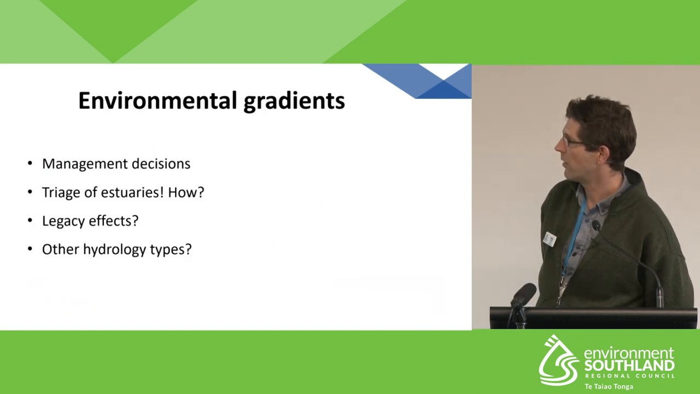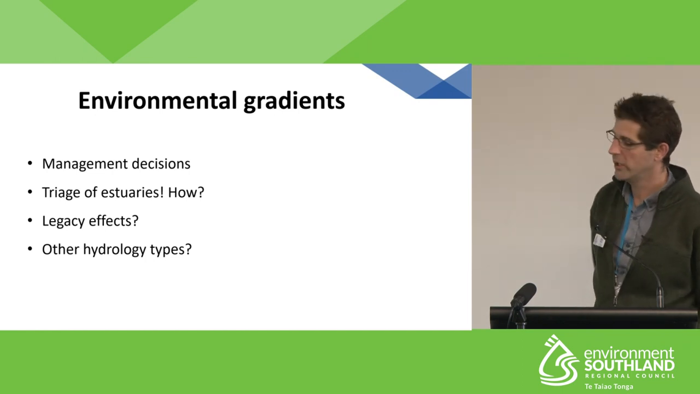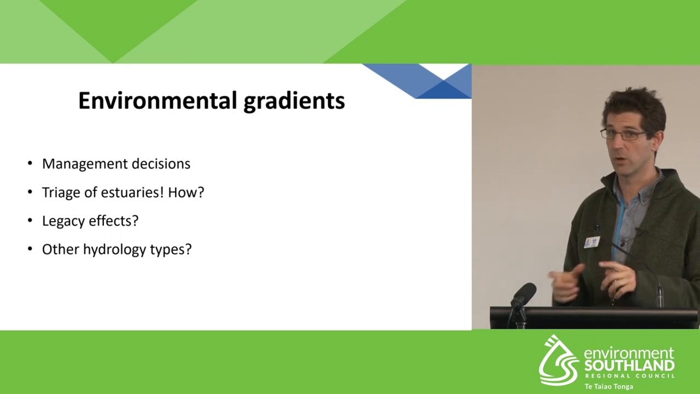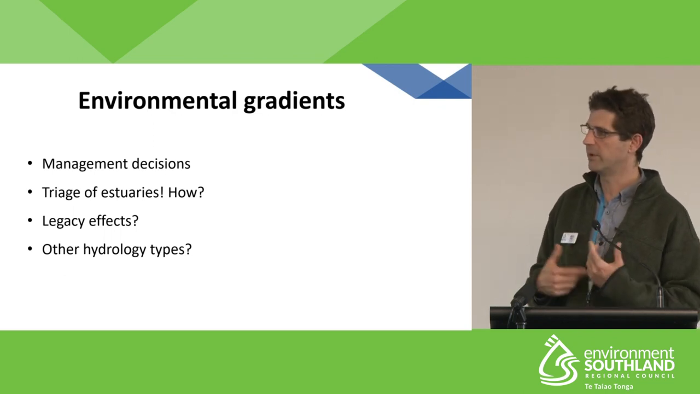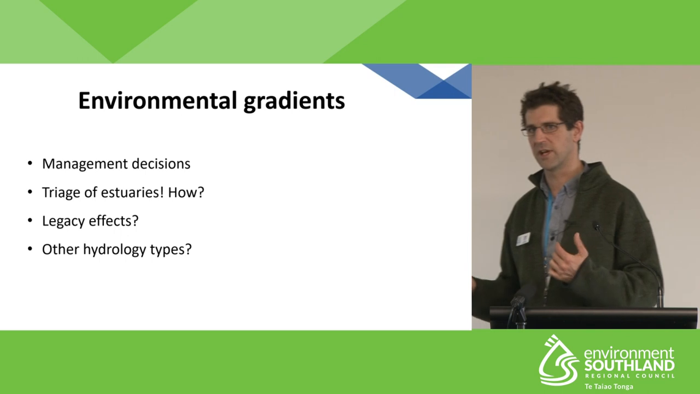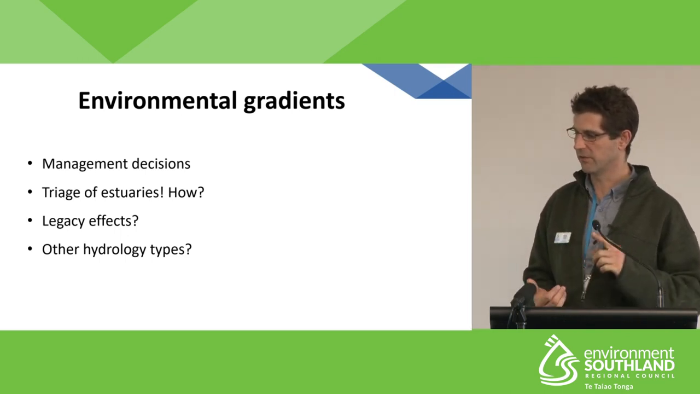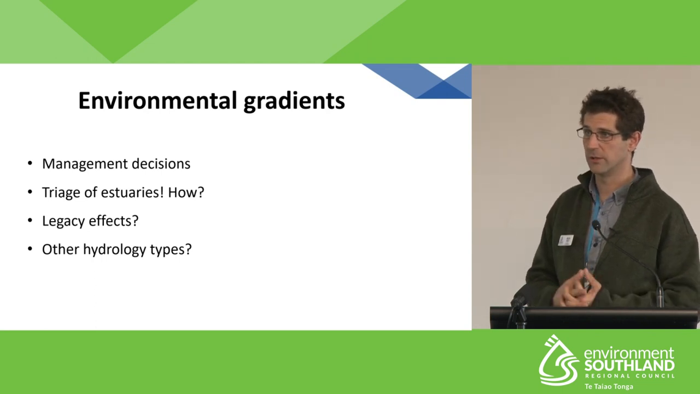So that brings us back to environmental gradients. We can use the difference between estuaries to hopefully make management decisions, not just policy. We need to be thinking about triage of estuaries. Which ones do we tackle for the best bang for buck and get a change? But we need to think about those legacy effects and hydrology types too. Thank you.